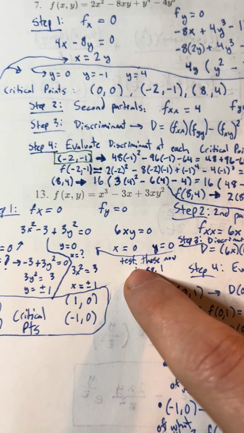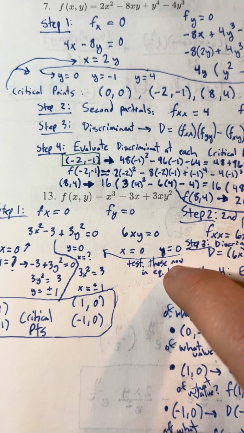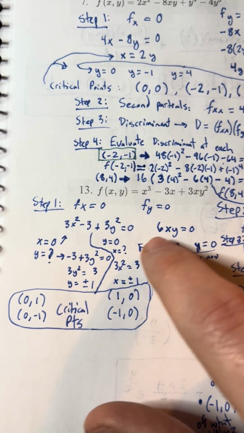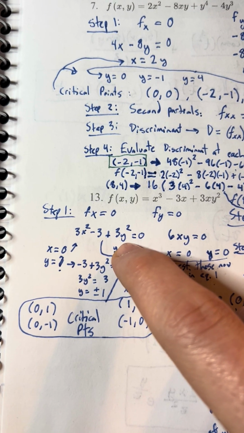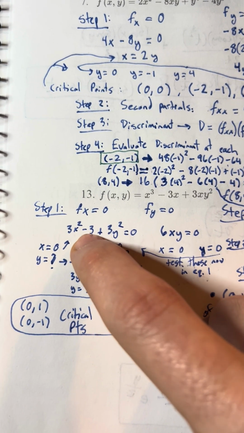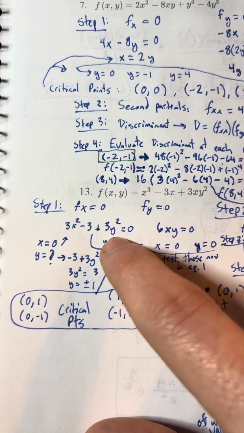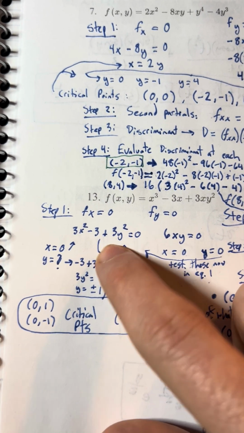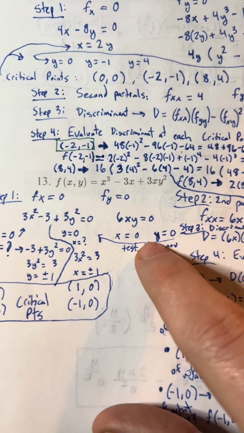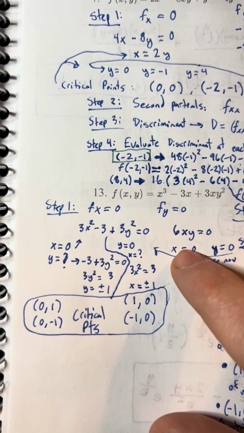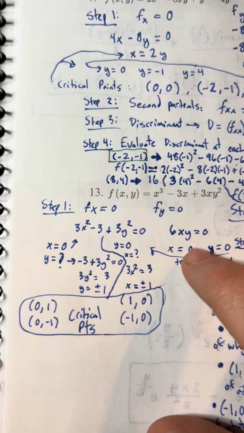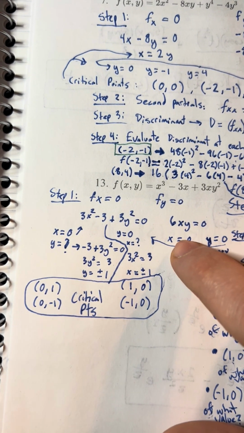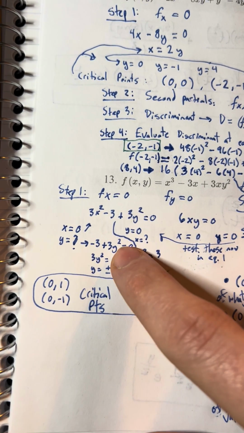But that doesn't mean a critical point is 0, 0, because again, the critical point has to satisfy both equations. And if you put 0 for x and 0 for y here, you would get 3 times 0 squared, that's 0, minus 3 plus 3 times 0 squared, that's 0. So you'd have minus 3 equals 0, and that's not true. So 0, 0 is not a critical point. But you do have that 0 is going to be a part of one of the critical points, for x equals 0, and y equals 0 as well.